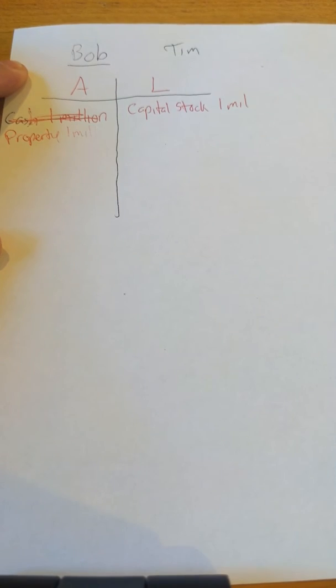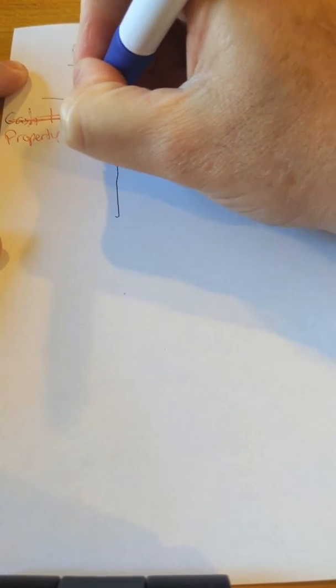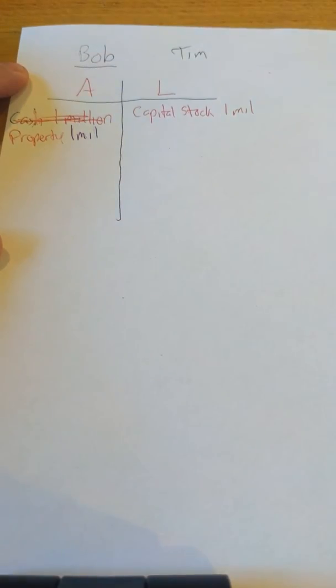And hopefully a better pen. 1 mil. Okay, there you go. Got it? So we still balance. $1 million here, $1 million here. You get the idea. All right, so now Bob has a bank. The Bank of Bob. Or BOB, whatever you want to call it.